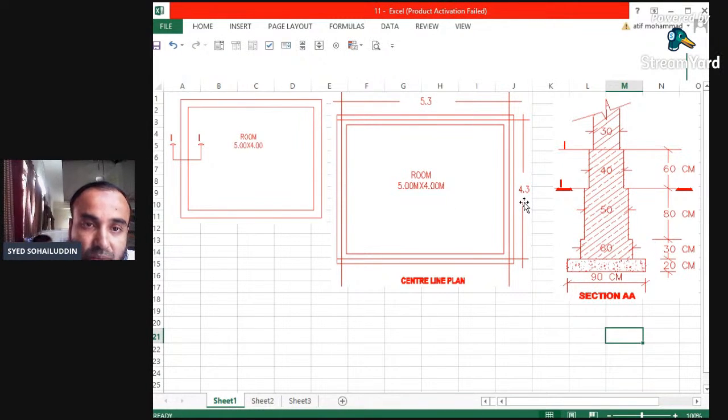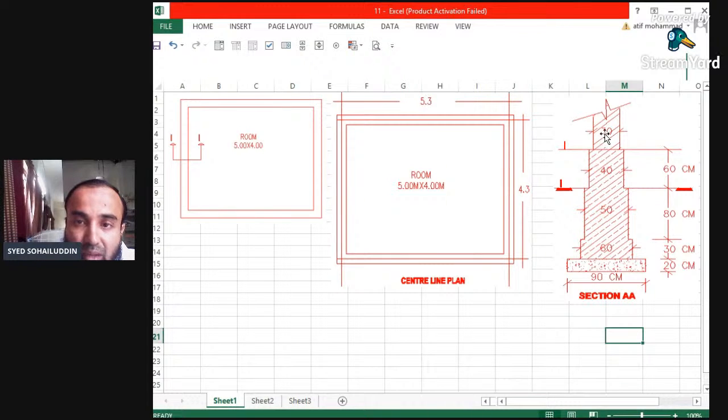First we have to draw the plan, and the section will be given in the question. Depending upon the plan and the section, we have to draw the center line plan. We have taken the wall thickness as 0.3 because it has been mentioned in this section. So we have to see the section in order to draw the center line plan.